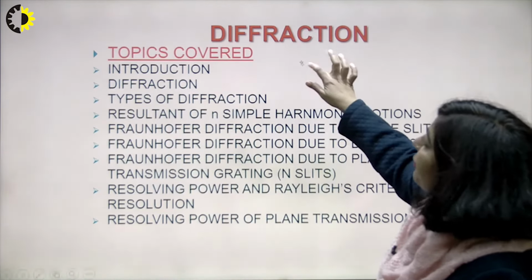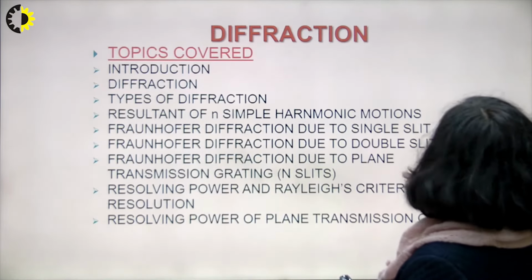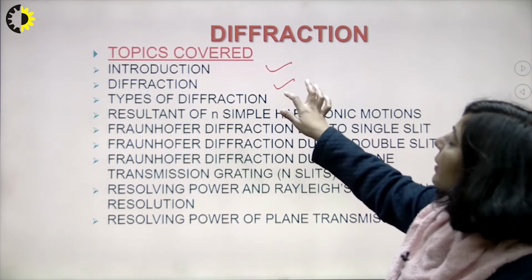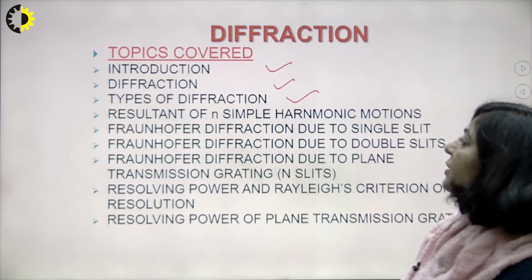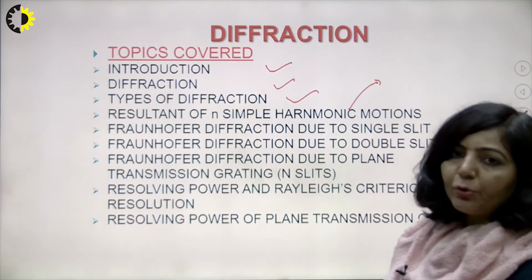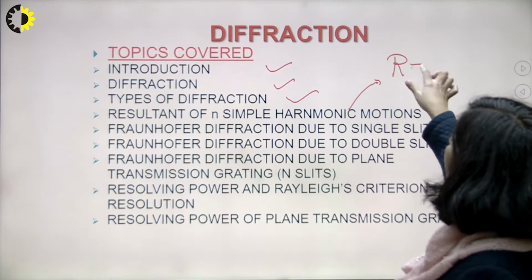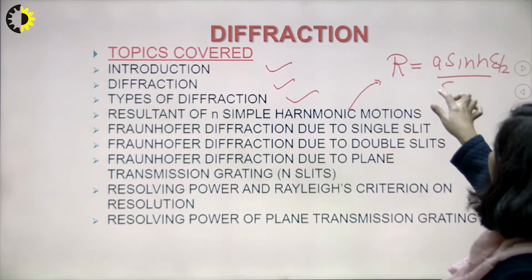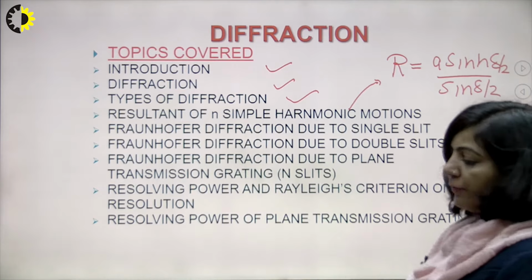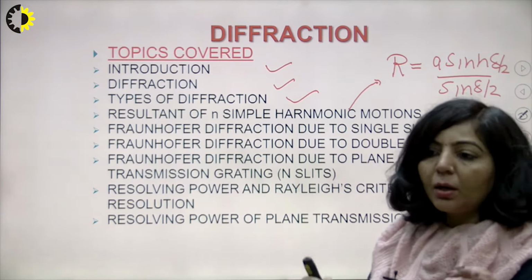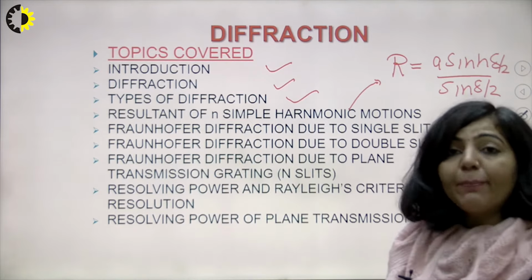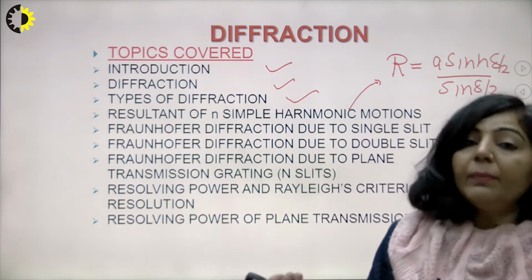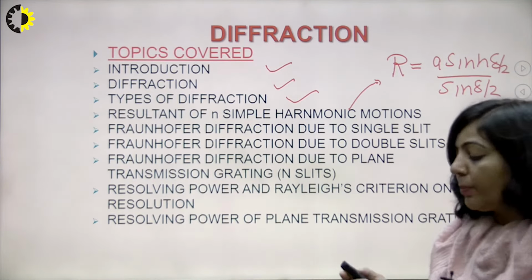We have already covered diffraction: the introduction, and the types of diffraction, Fresnel and Fraunhofer. Then we learned the resultant of n simple harmonic motions, which is a sin(nδ/2) upon sin(δ/2). We saw that when n simple harmonic motions pass through a particular point, all of the same amplitude, and the phase difference between successive rays is the same, then the resultant is given by a sin(nδ/2) upon sin(δ/2).